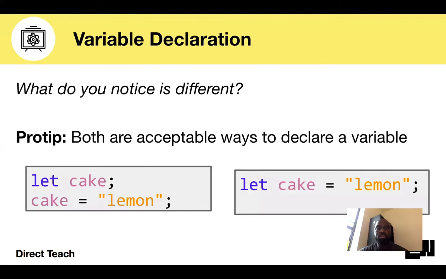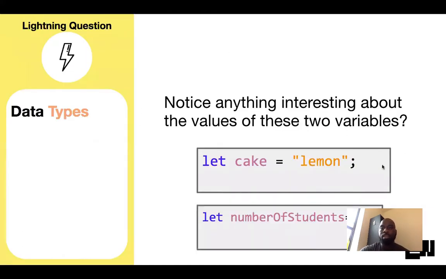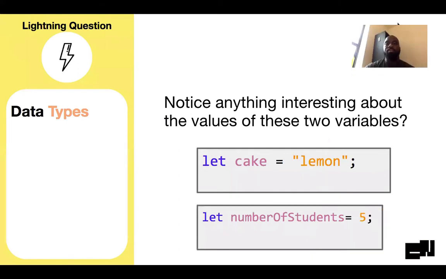Okay. So there are multiple ways to declare a variable. So you'll notice on the left-hand side, we have let cake, and then cake equals lemon. So it's declared in 2 lines, or you can do it in 1 line. It's up to you. Just know that you can break it apart if you want to. All right. So notice anything interesting about the values of these 2 variables, right?